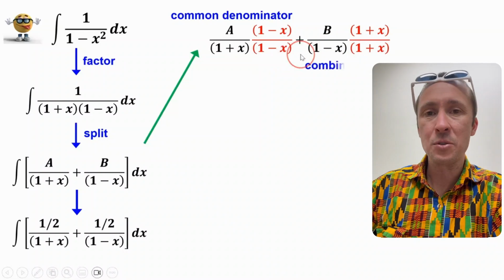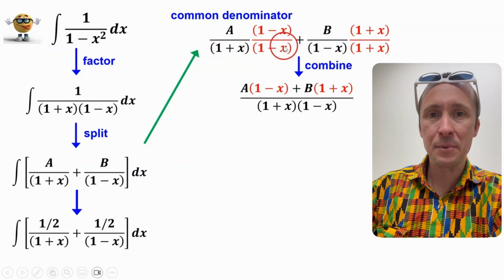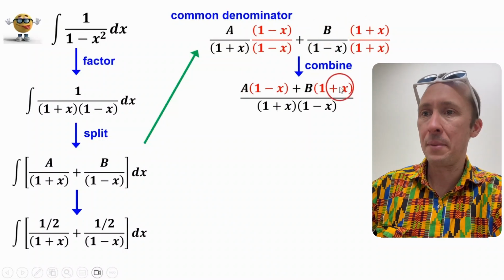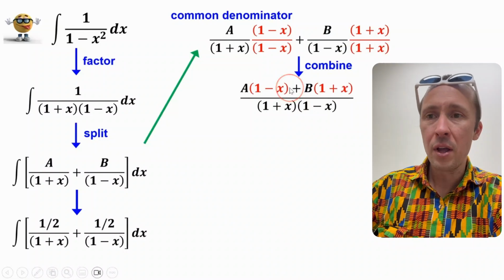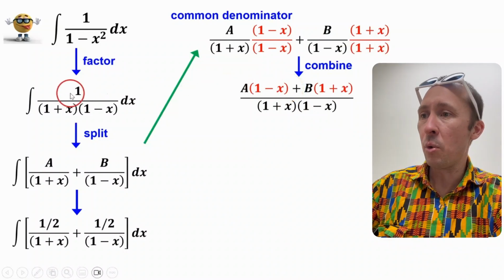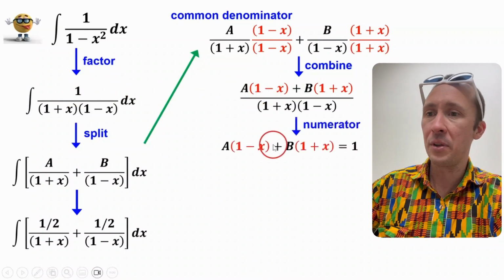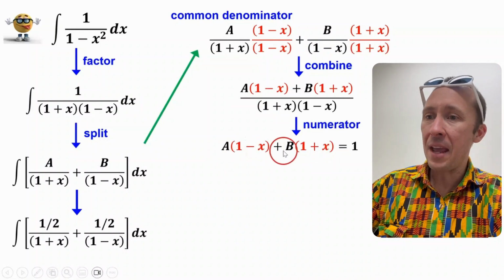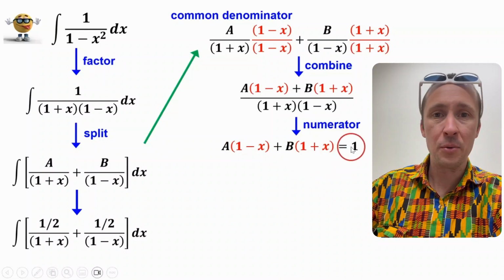We can write it as one big happy fraction. Combine it because they both have the same denominator. And this first term is a times 1 minus x right here, and the second term is b times 1 plus x. Now, with this fraction, we know the numerator has to equal 1 because that's what we're given in the question. The numerator has to equal 1. So if we look at the numerator, we'll set it equal to 1. And a and b have to have a value such that this left-hand side is always equal to 1.